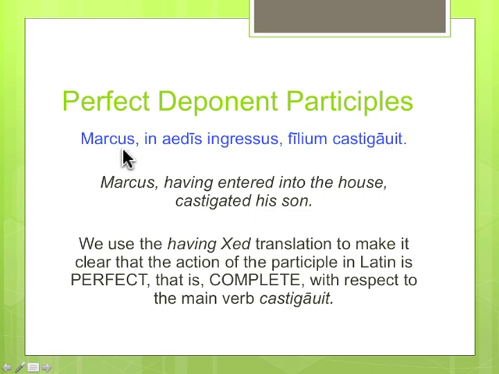So this means Marcus, having entered into the house, castigated his son. I'm using the having -ed translation to make it clear that the action of the participle in Latin is perfect, that is complete with respect to the main verb castigavit. So by using the translation having entered, I'm making it clear that this is a perfect participle, that the action of entering is complete with respect to the scolding. First, Marcus entered, and only afterwards did he castigate his son.